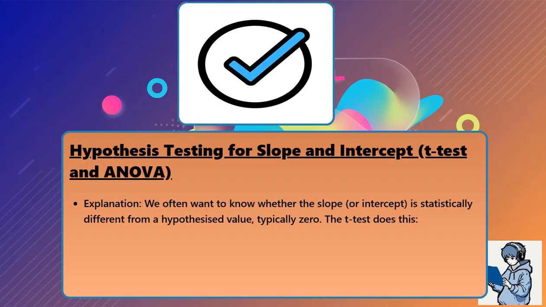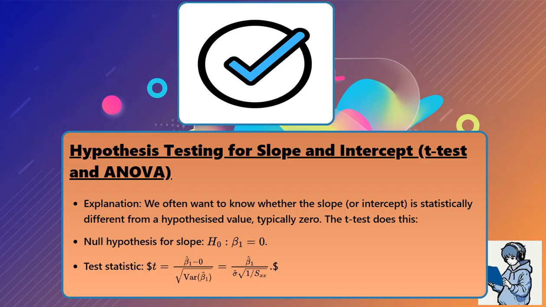Explanation: we often want to know whether the slope or intercept is statistically different from a hypothesized value, typically 0. The t-test does this. Null hypothesis for slope, H_0: beta 1 equals 0. Test statistic, t equals (beta hat 1 minus 0) over the square root of var of beta hat 1, equals beta hat 1 over sigma hat times the square root of 1 over S_xx.